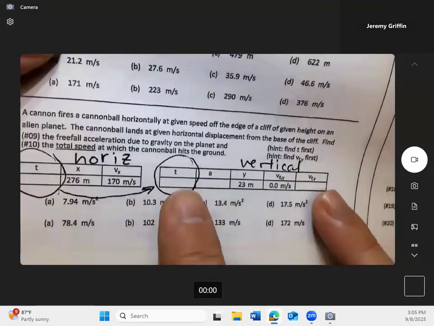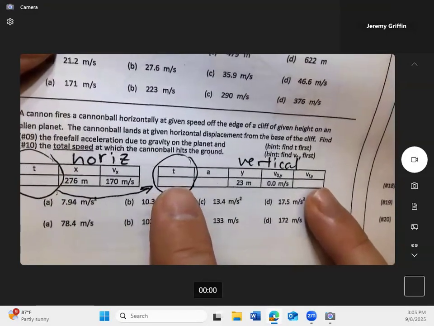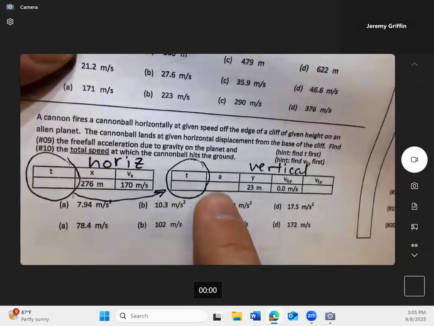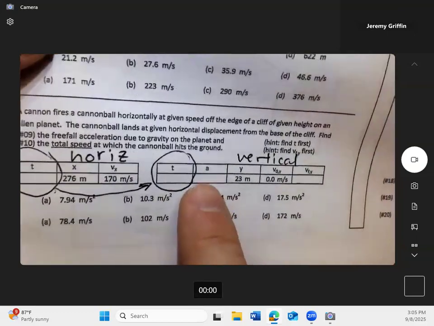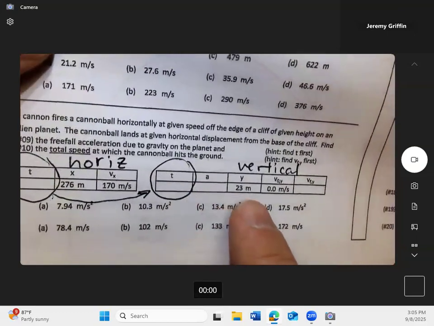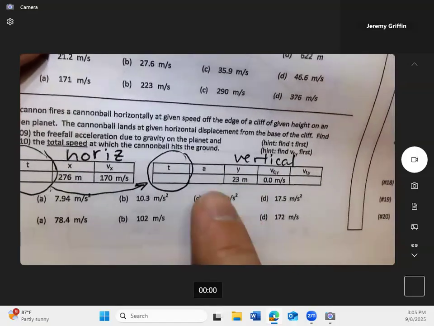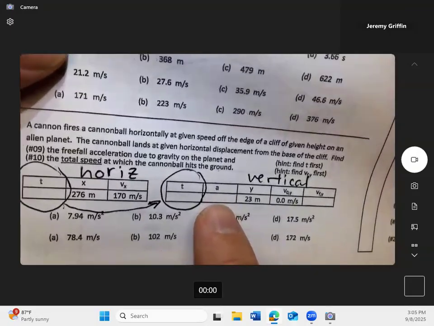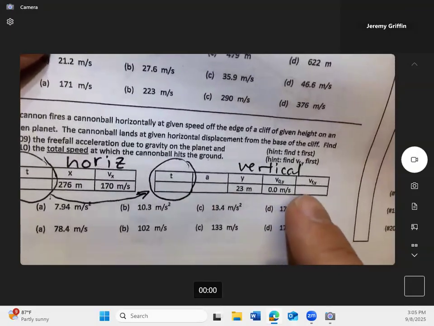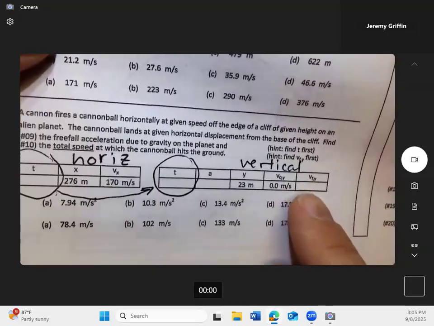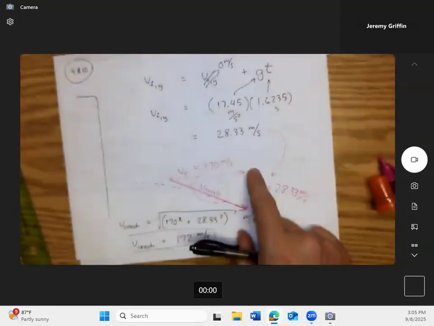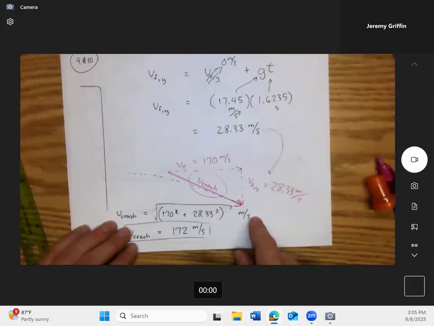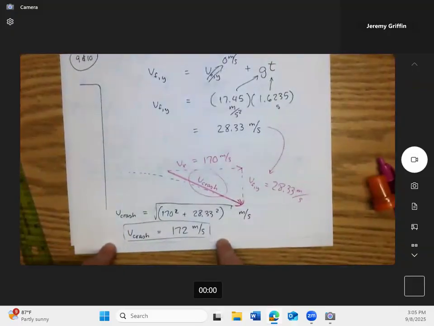Now you have enough information on the vertical side, you can calculate vertical. So we grabbed this acceleration, which is the gravity field, and did some version of y equals 1/2 gt squared. Then we got the crash velocity in the vertical direction, but that wasn't all. We had to take that and combine it with the horizontal component, use the Pythagorean theorem, and get the total crash speed. That's good. All right, are we good?